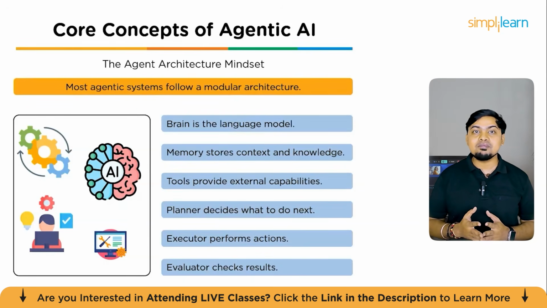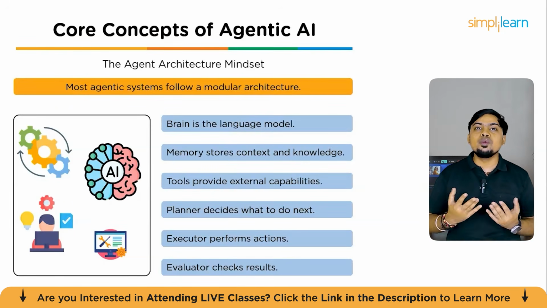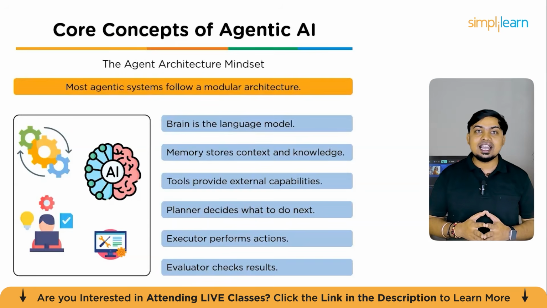Why do these concepts matter? Now you might wonder, why does this all matter? Because these components determine how reliable, safe, and scalable an AI system can be. If you only think in terms of prompts, you will build chatbots. But if you think in terms of autonomy, planning, memory, and tools, you will build intelligent agents. And that's the mindset shift professionals need today.